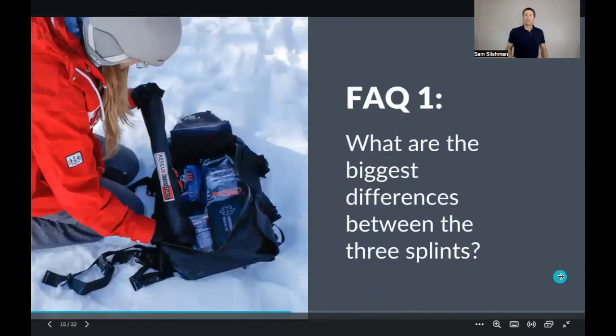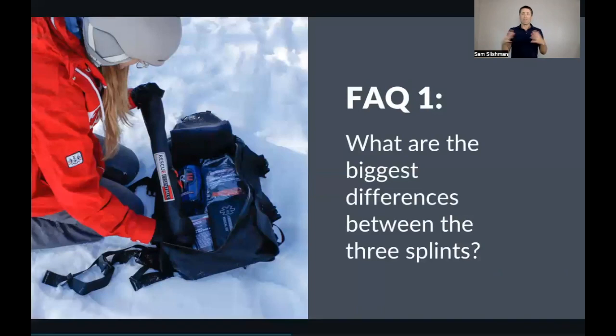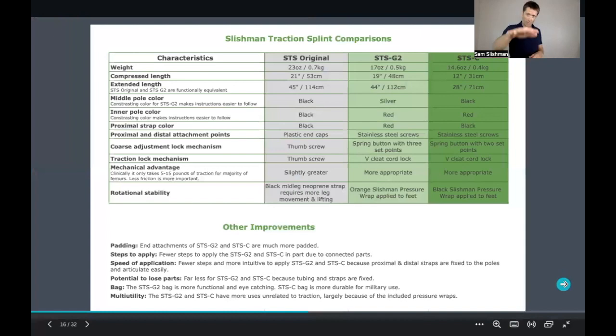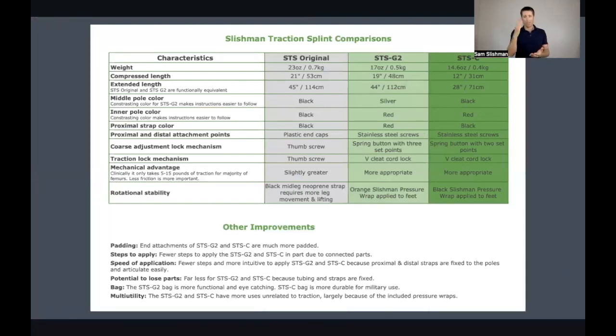All right, so I'm going to go through a variety of FAQs, frequently asked questions now, probably 10 or 12 of them. So FAQ number one, what are the biggest differences between these three splints? And you don't have to read each of these line items, but I'll just go through them quickly for you. The weight of the original is, and I have to say, imperial units versus metric units.